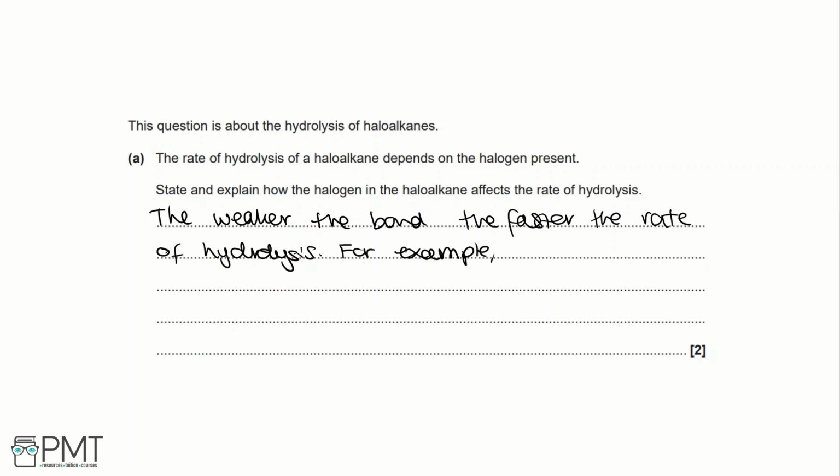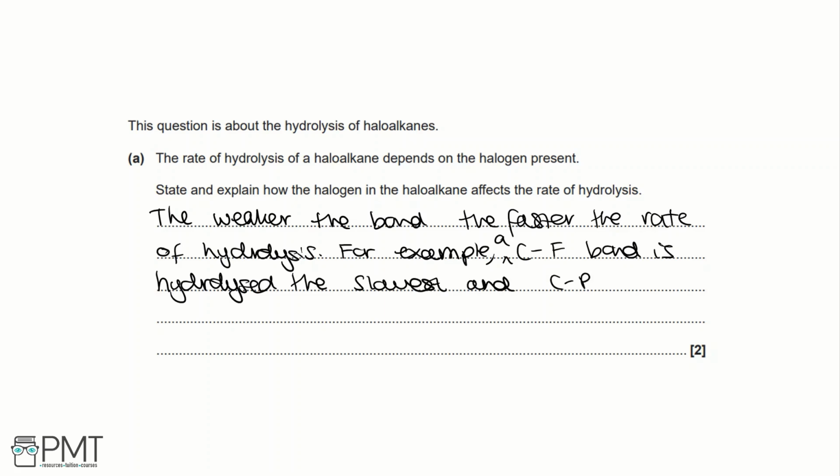And then to get the second mark, you need to compare two carbon-halogen bonds. For example, the carbon-fluorine bond is hydrolyzed the slowest out of the halogens, and then carbon-bromine is hydrolyzed slower than carbon-iodine. So this is your second mark.